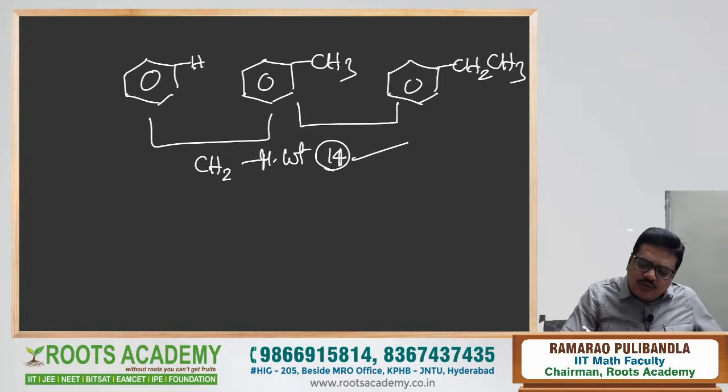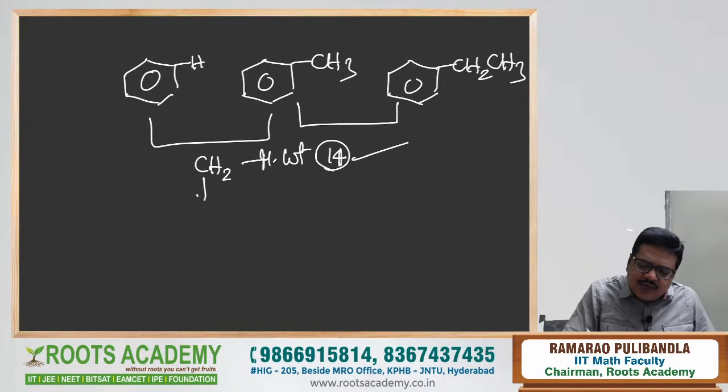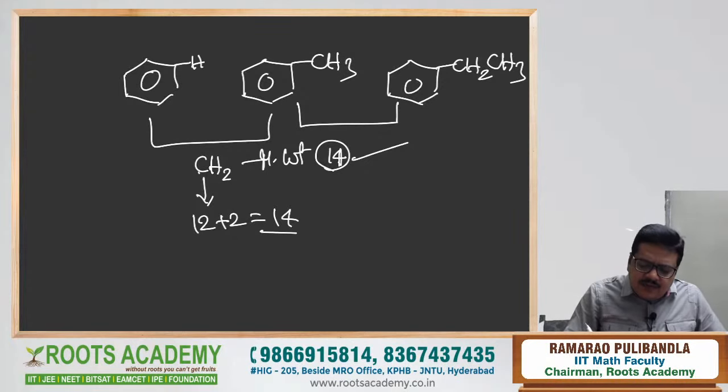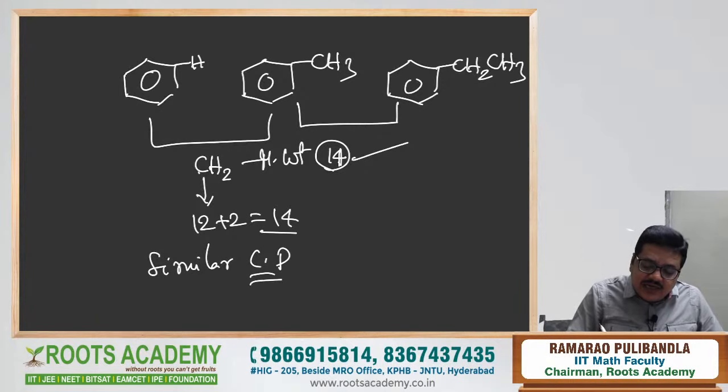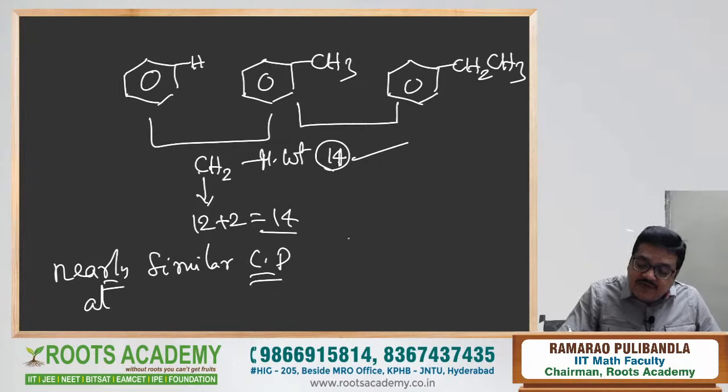So all these homologous series are having nearly same chemical properties, but differ in the physical property. Molecular weight differ by 14 because carbon 12 plus 2, 14. Similar chemical properties. Nearly similar. Not exactly. Almost. But different physical properties.